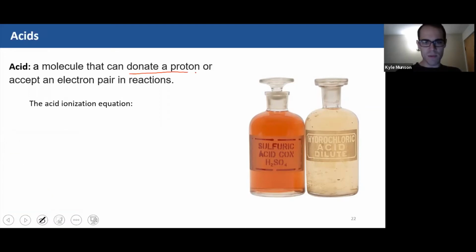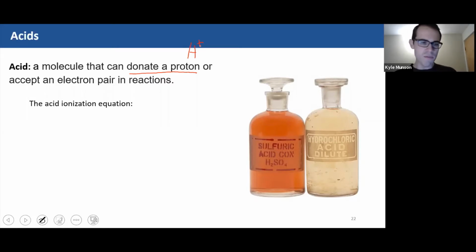And in this class, we're just going to be focusing mainly on the first part, which is that an acid molecule is something that can donate a proton. And a proton is a hydrogen with a positive charge, okay? That's what we mean by a proton.